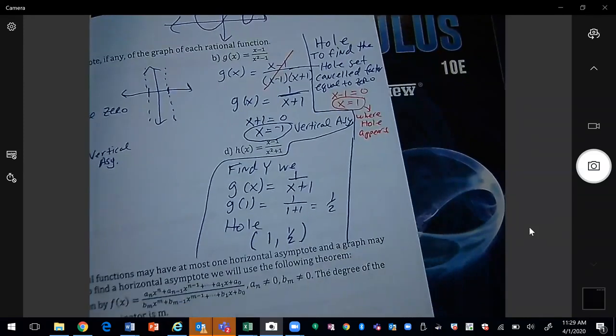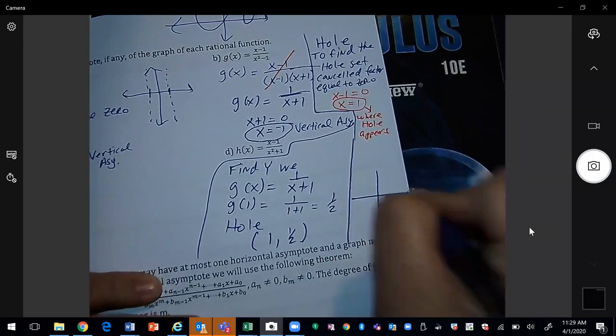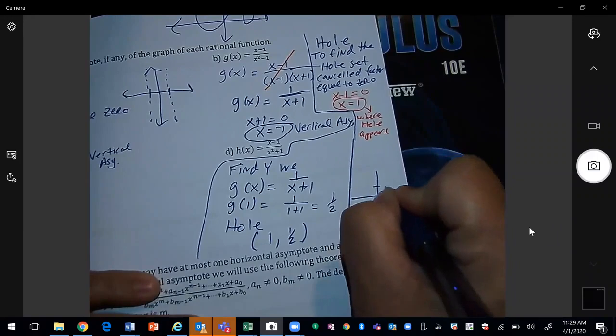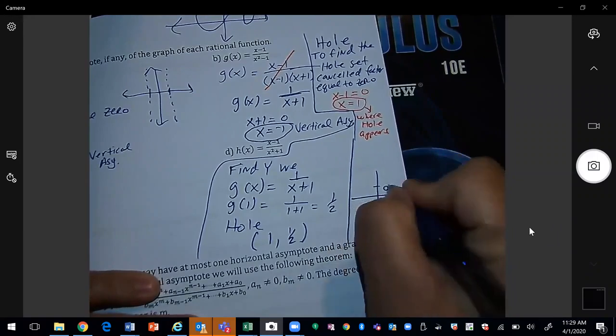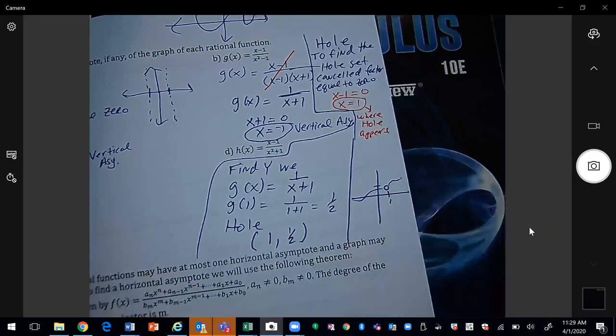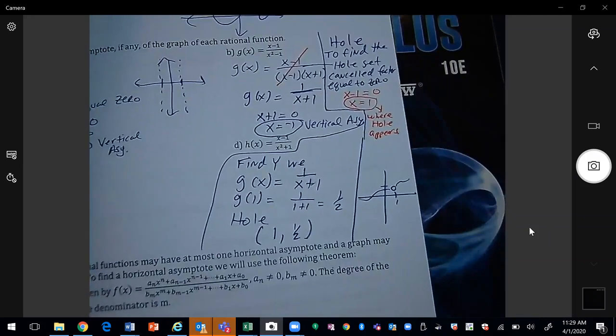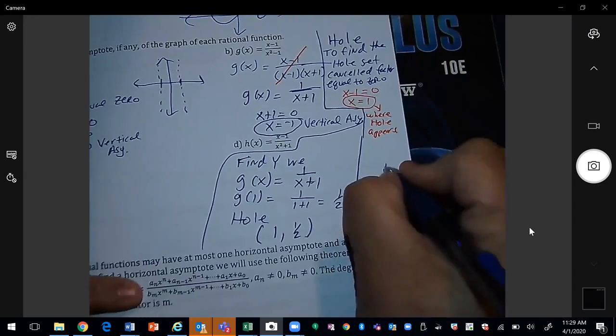So whenever you draw your graph, for example, here's 1 and here's a half. The graph would have an open circle at that point. Okay, so the next example is also going to give us a chance to practice finding that hole if it has one. Any questions on this example?